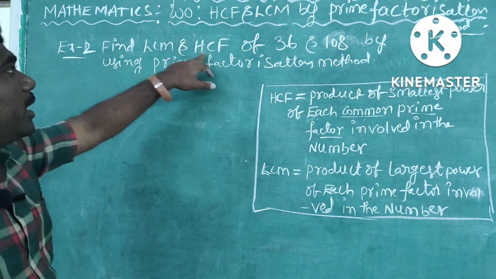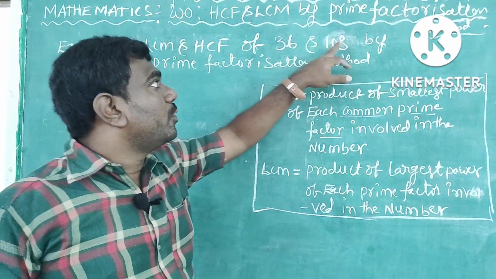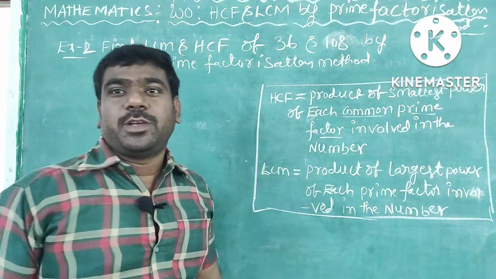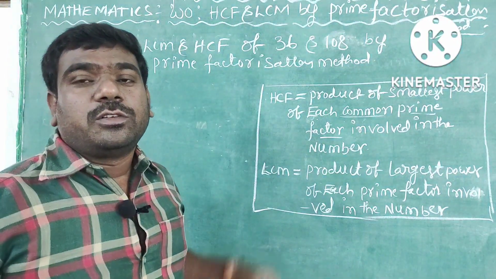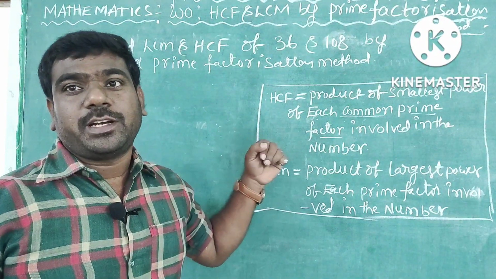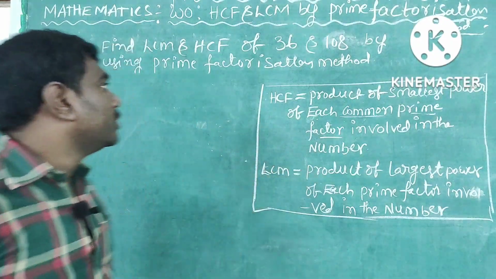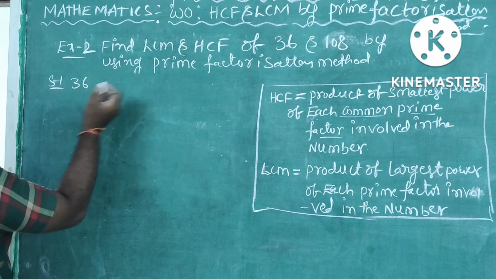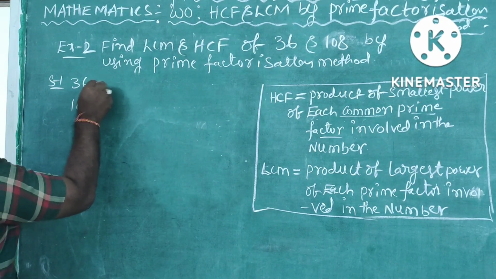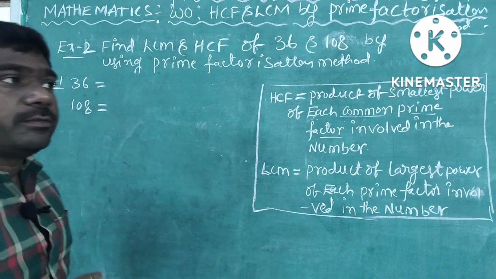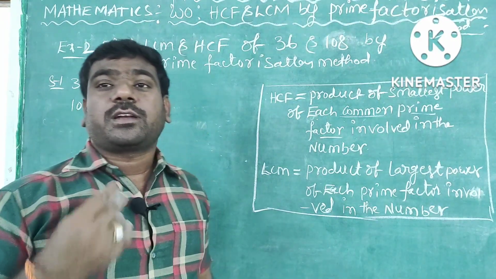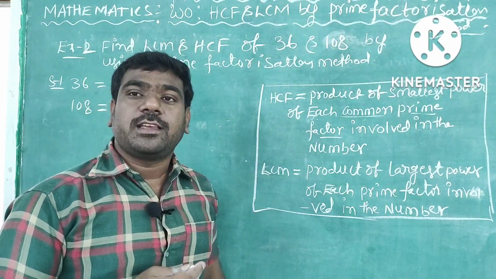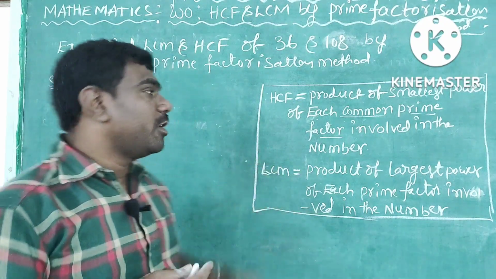Find the LCM and HCF of 36 and 108 by using the prime factorization method. So you can understand this method better. The first step is to take the given two numbers, 36 and 108. These two numbers we have to represent in the form of a product of their prime factors, using the factor tree method or the long division method.